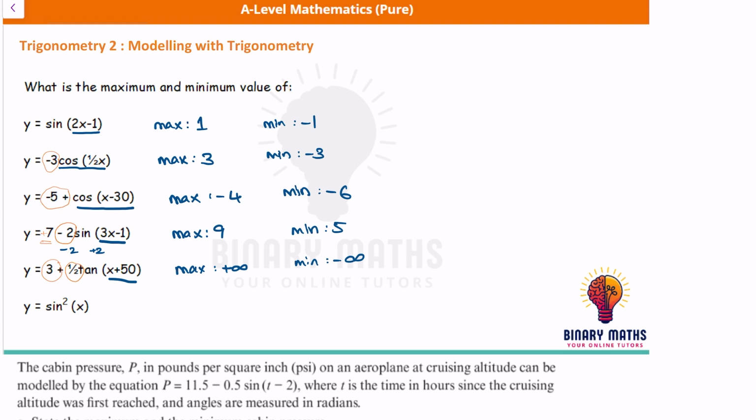Okay, y is equal to sine squared x. Remember sine x goes from positive 1 to negative 1. So when you square numbers between minus 1 and 1, you're always going to get numbers between 0 and 1, all positive values greater than or equal to 0, but less than or equal to 1. So between 0 and 1. That would be the answer for that.